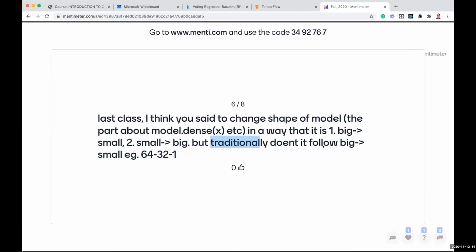And if you study a little bit more, there is another technique where you first decrease the number of nodes and then later increase the number of nodes. So yeah, you're right. And one important thing is the last layer should always be one, because we are going to predict just one number. If you use, for example, two in the last layer, then you will get an error.